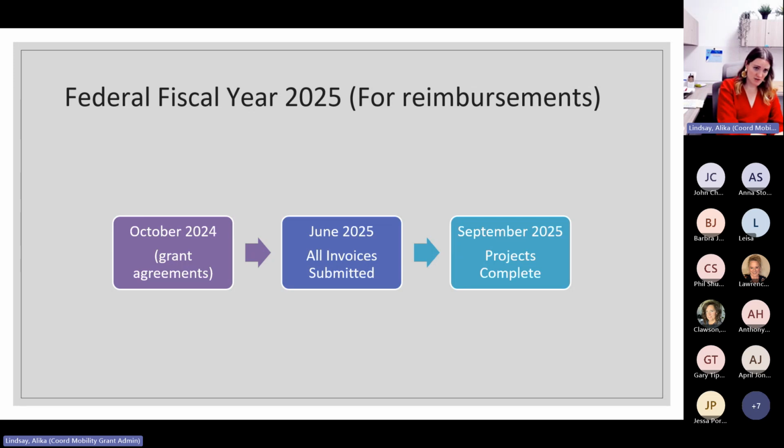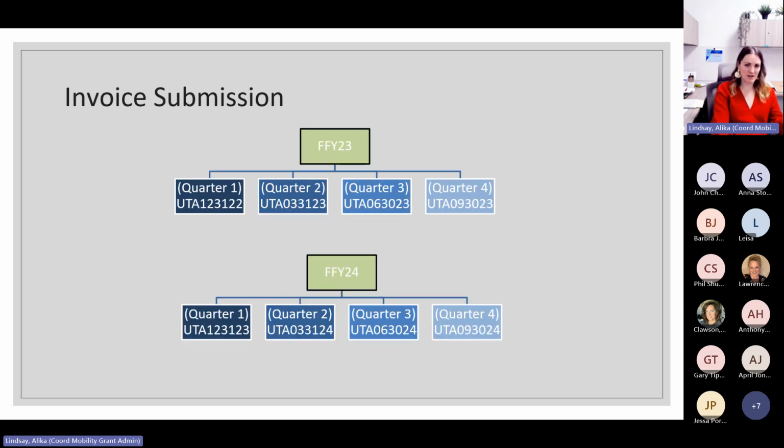You sign your grant agreements in October 2024. Hopefully, we've only had 1 grant approved so far, and the FTA closes on the 23rd. So I'm like begging them to approve the rest of our grants. They're just taking a long time to review them. So hopefully grant agreements go out in October. June 2025, all your invoices can be submitted for 2023 and 2024. And then in September 2025, your projects are completed. Okay. If you have questions about that, let us know. I know it's confusing.